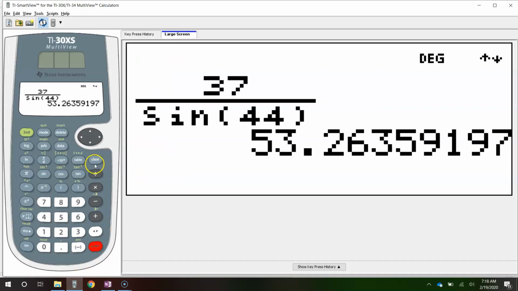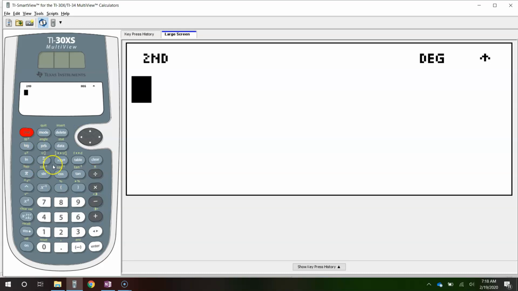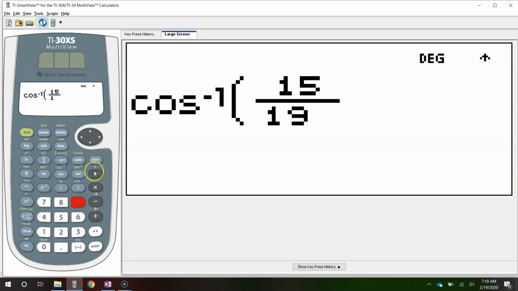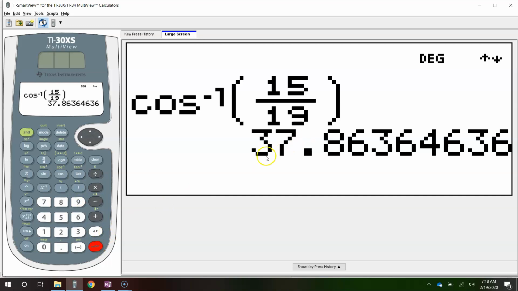To the calculator. So inverse cosine, so second cosine, 15 over 19. 37.864. Got to round up. 37.864.